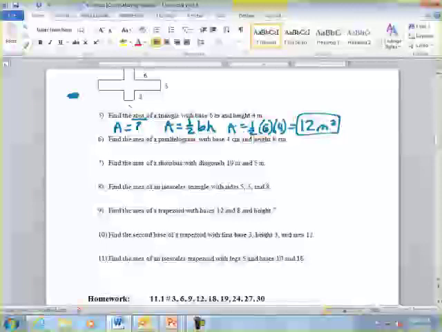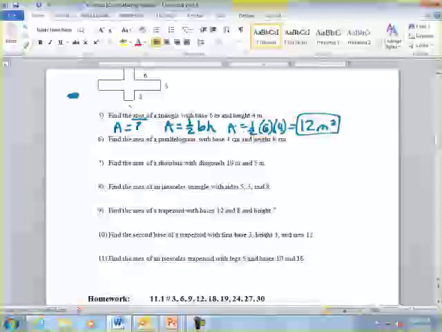Wait, but wouldn't you take half of 4? No, not half of both of them because we're not doing a distributing here. Multiplying, we just multiply straight across every piece. Good question.